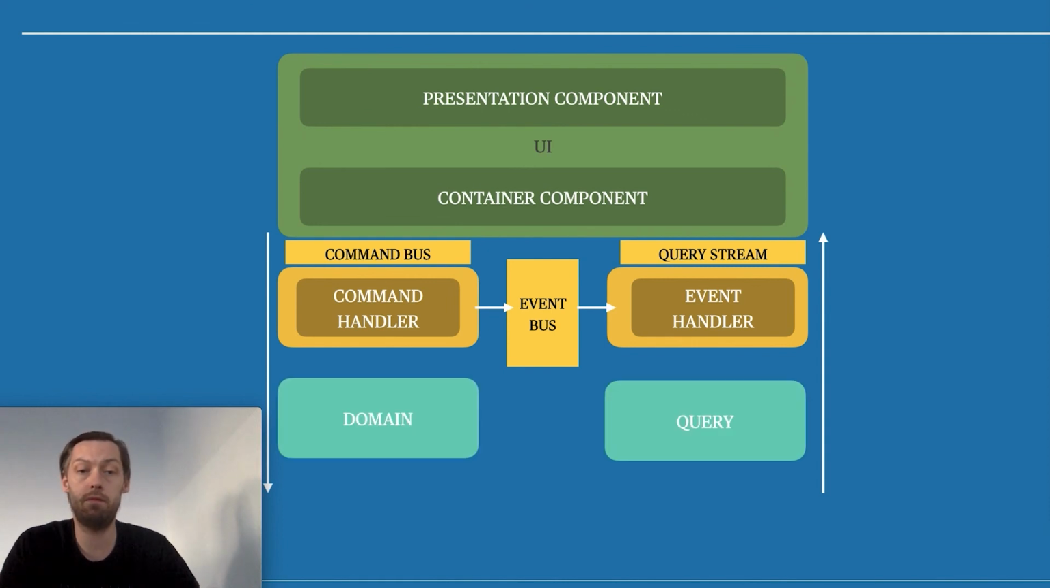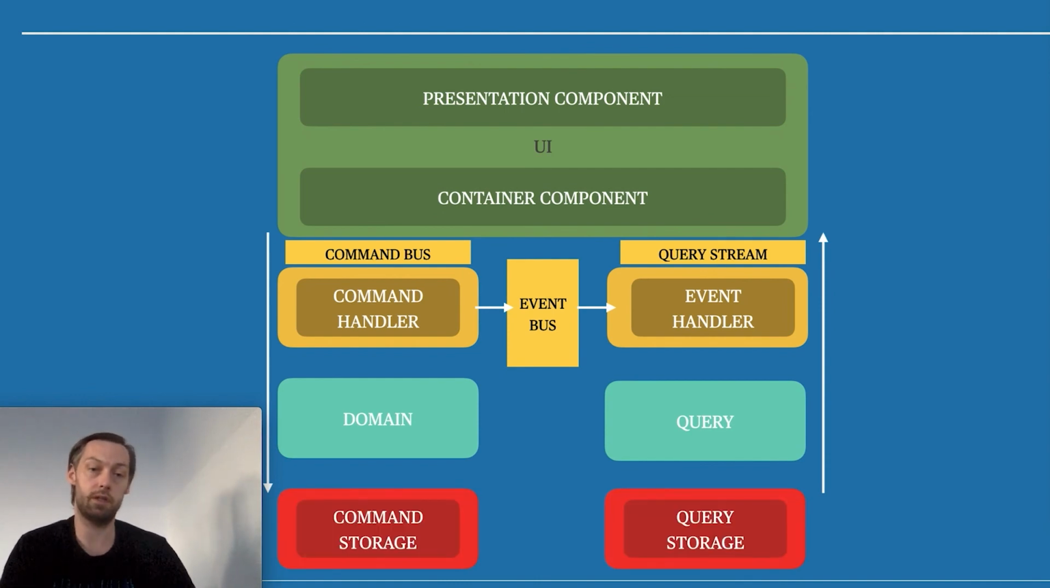Now, we can have two different models, one for the domain, one for the query. The query model is optimized for the view, making it easier for the view to render it. And the domain model is a lot richer in logic. And then we can have two different storages. I can have one storage for the command, let's say a service that connects with the backend, and one for the query, which could be just in-memory storage.